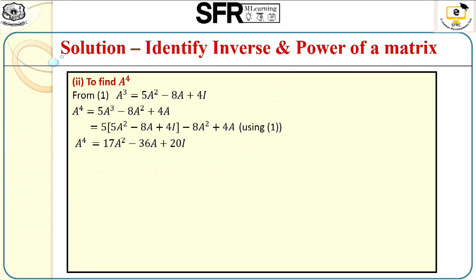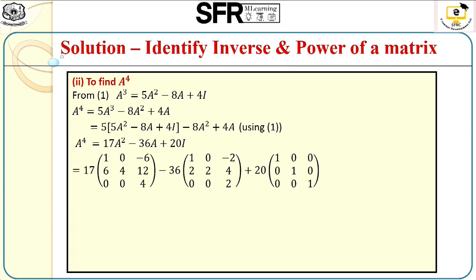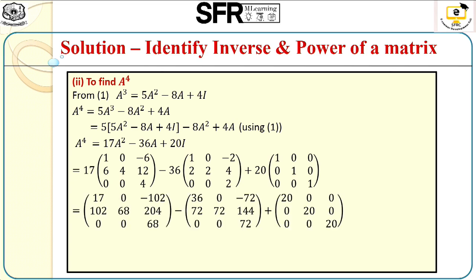So, already we know the values for A squared, A and I. Just by replacing all those values, we will get the answer for A power 4. So, this is the result: 1 0 minus 30, 30 16 60, 0 0 16. In a similar manner, we can get any higher powers of A with the help of the Cayley-Hamilton theorem.